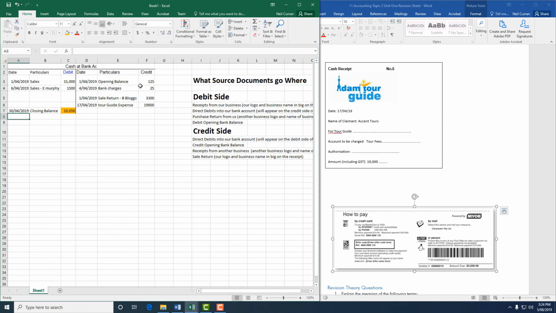And that is how to do a reconciliation of a bank account using source documents.